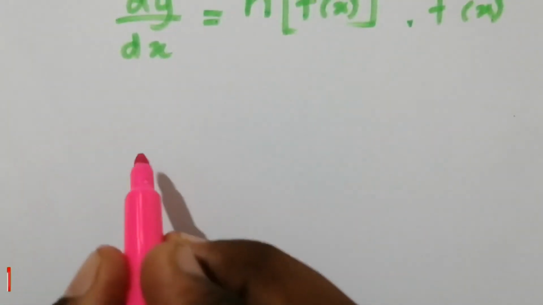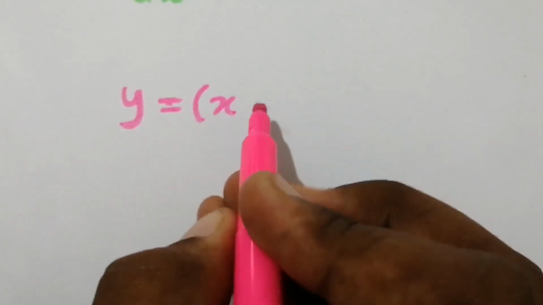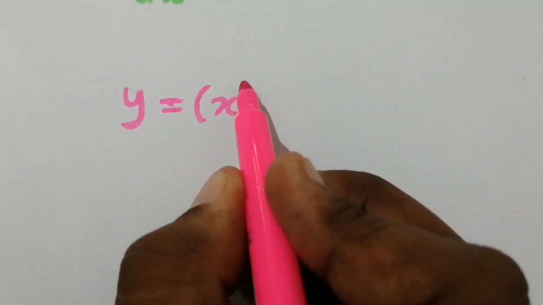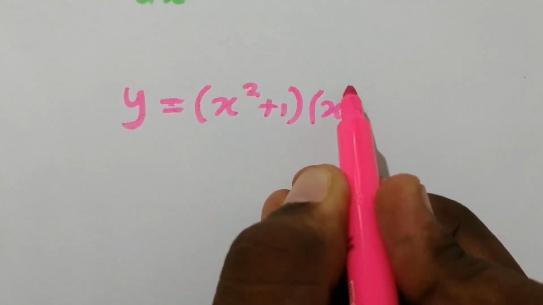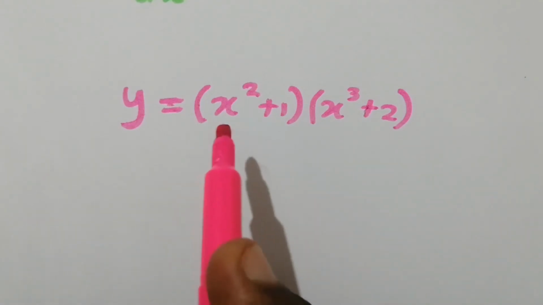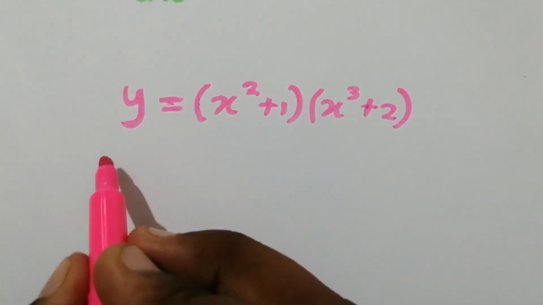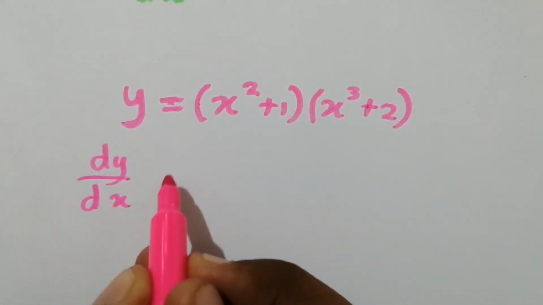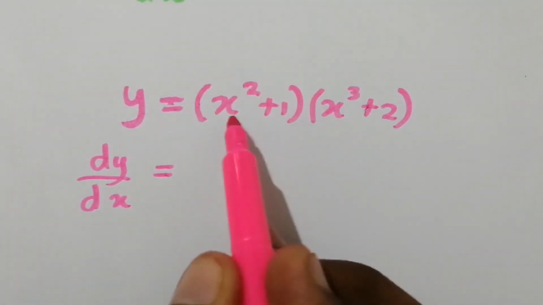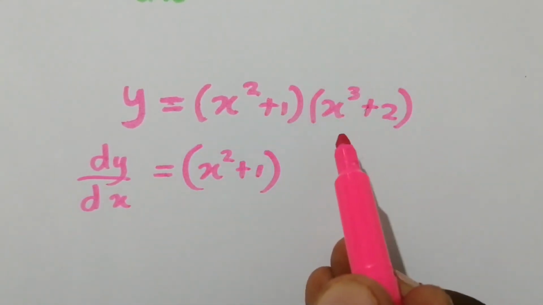Now I am going to explain some examples under these fundamentals. First I am considering a function y equal to (x squared plus 1) times (x cube plus 2). Here it looks like a product of two functions, x squared plus 1 and x cube plus 2. Then we can write the derivative dy upon dx as this one, x squared plus 1, times the derivative of this part.